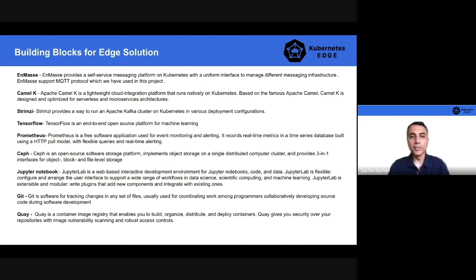Jupyter Notebook helps in providing the development environment for building and training the model. The developed artifacts are then checked into a source code management system, such as Git, from where the container images can be built and stored in container registries, such as Quay.